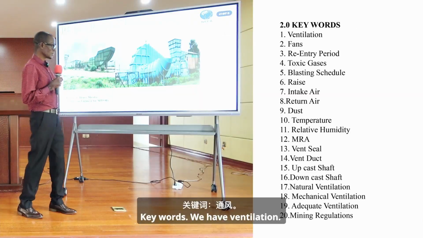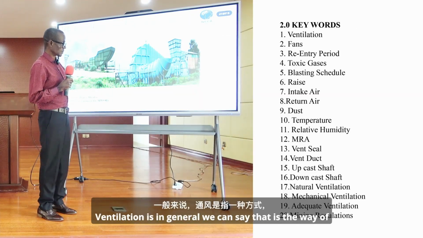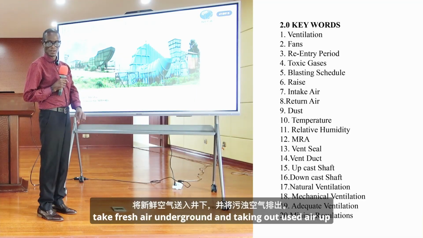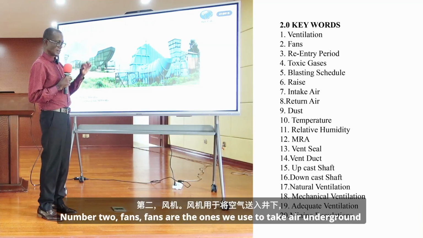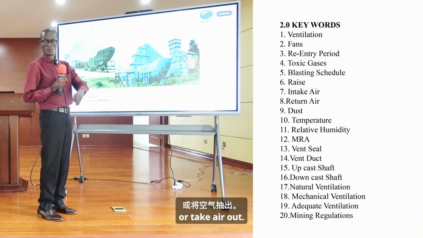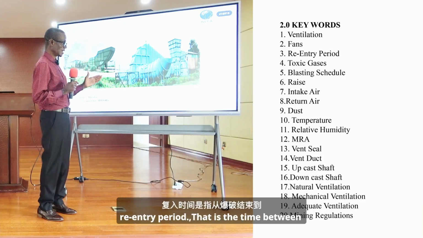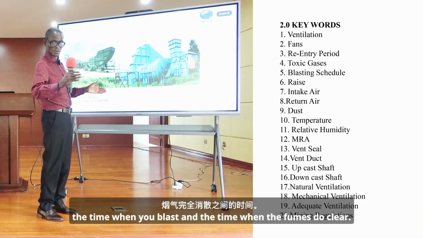Keywords. We have ventilation. Ventilation is, in general, the way of taking fresh air underground and taking out the used air. Number two, fans. Fans are the ones we use to take air underground or take air out. Then number three is the re-entry period. Re-entry period is the time between when you blast and when the fumes clear.